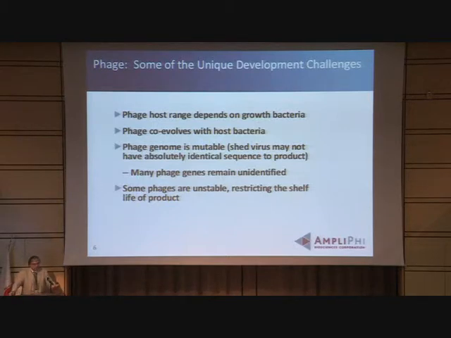And we already know that when we find a new phage, most of the genes will be completely unidentified. We won't know what they do. Some, yes, but most, no. You have to be aware of that. And of course, some phages can be unstable. So that restricts your shelf life if you don't select those out early on. And of course, all of the above are part of what has to be considered for the CMC process.